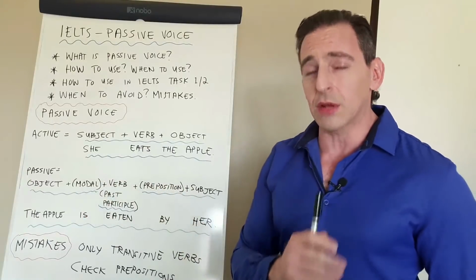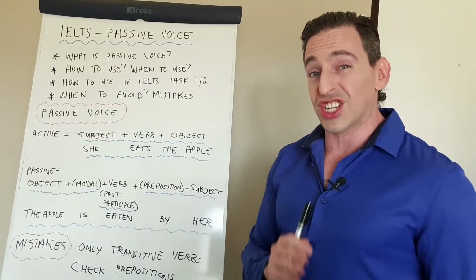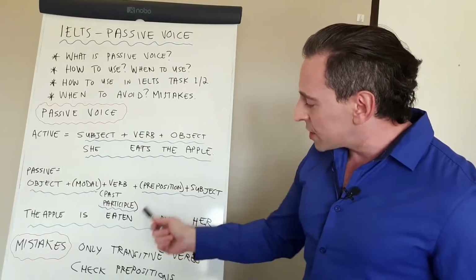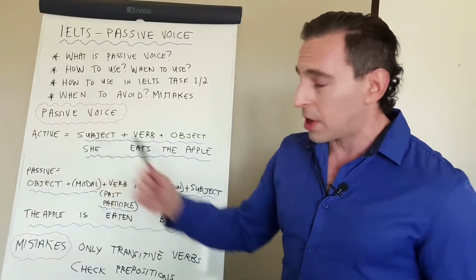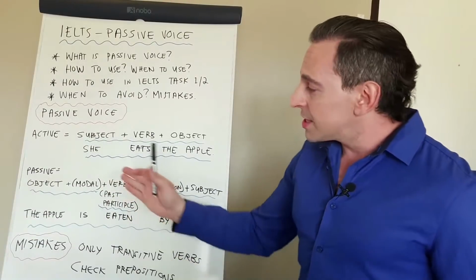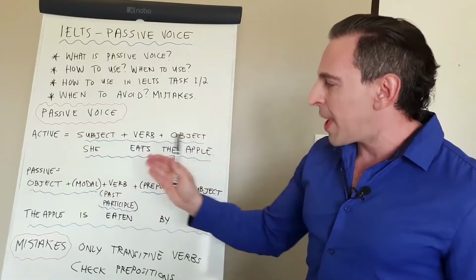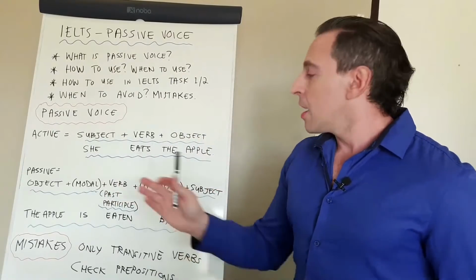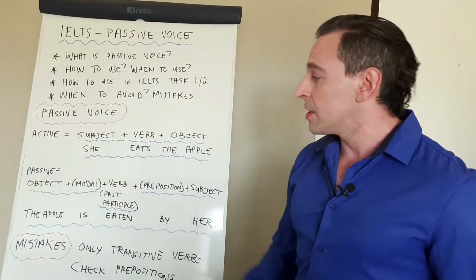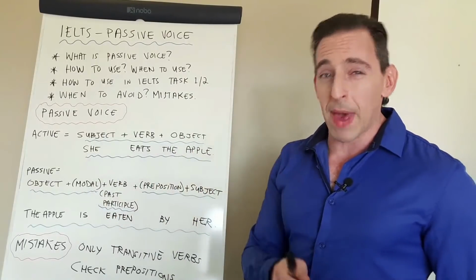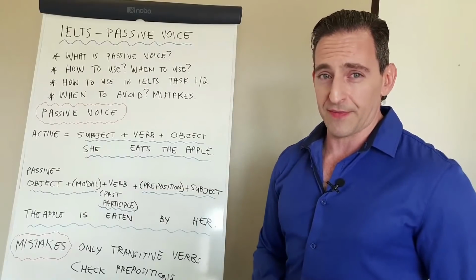We will look a little bit at some common prepositions later. So here it's by. And finally, the subject, which has now become her, obviously not she. So this is the basic passive formula. You may not always need a modal. You may not always need a preposition, but they're there so that you remember that they need to be there.